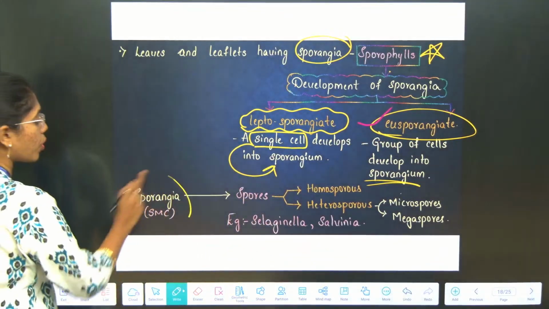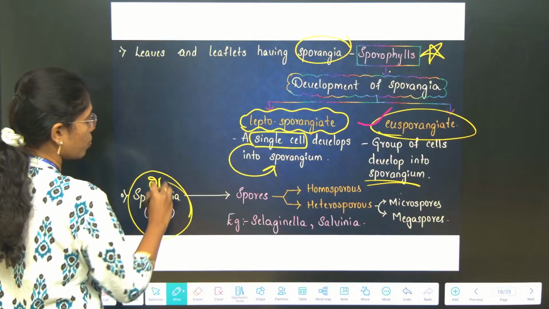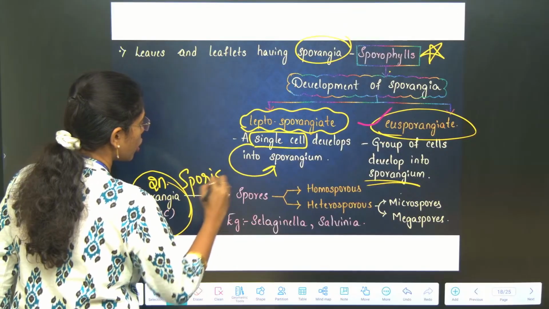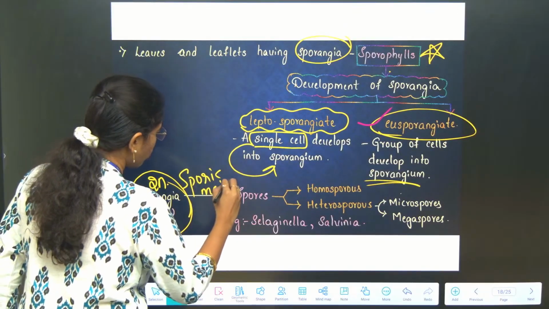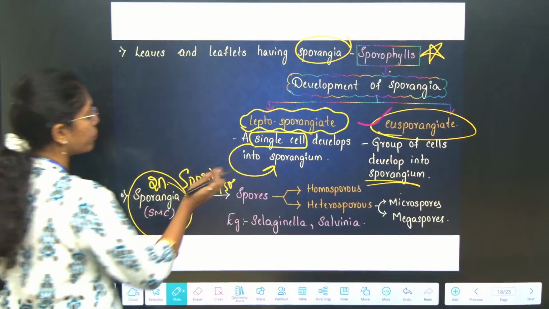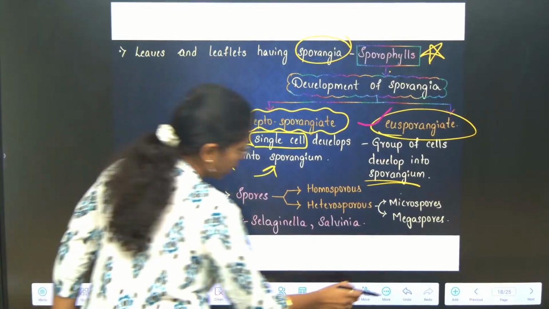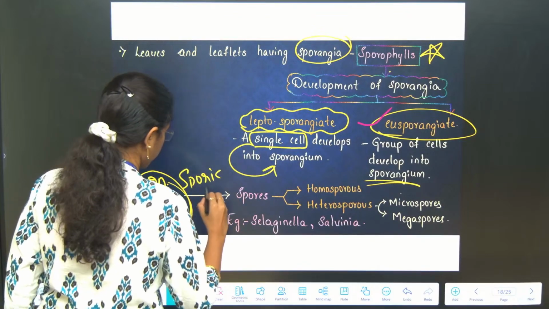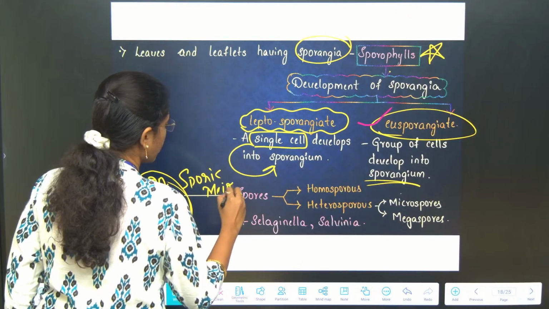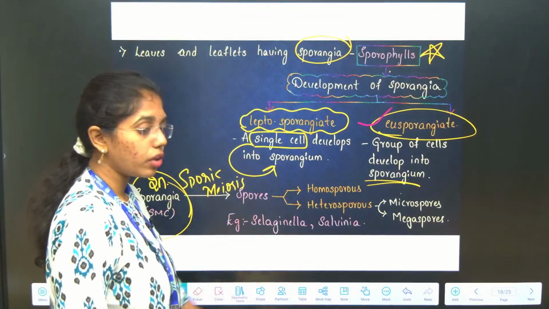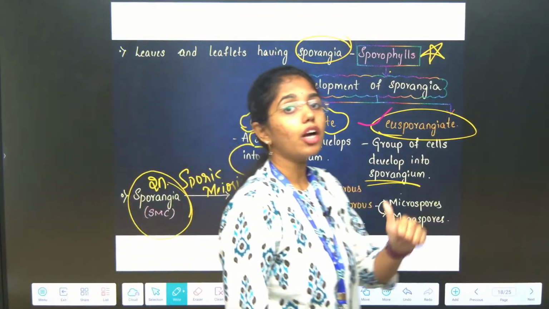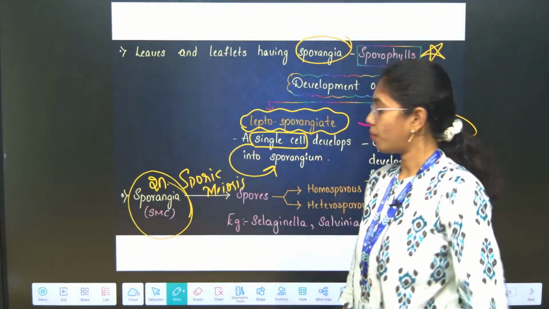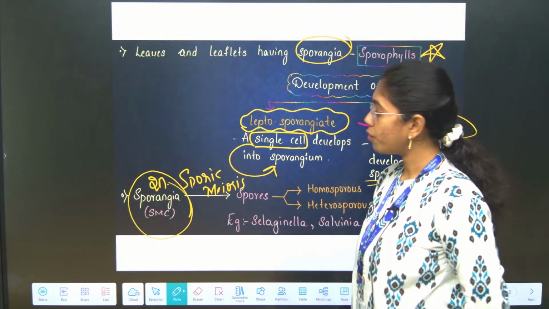So here the sporangia or spore mother cell, which is diploid, undergoes sporic meiosis. If you notice the evolution carefully, you can observe zygotic meiosis in algae, sporic meiosis in bryophytes and pteridophytes. Same is the case here in pteridophytes.